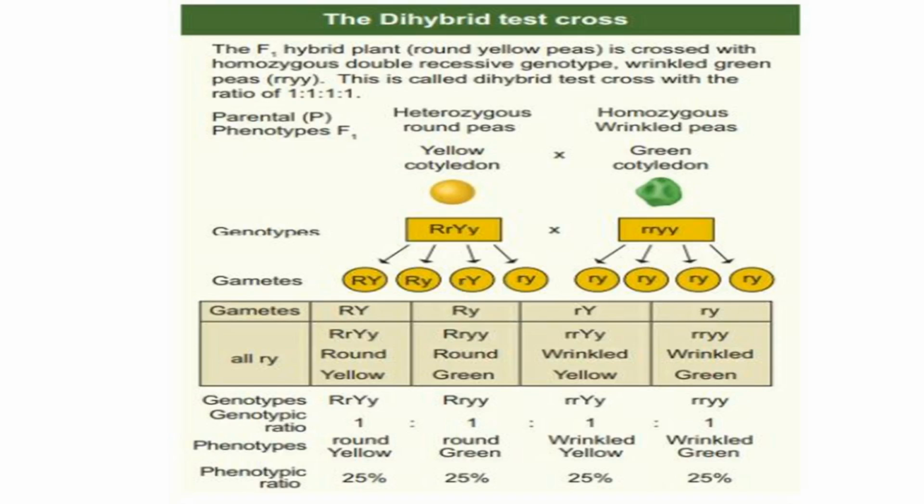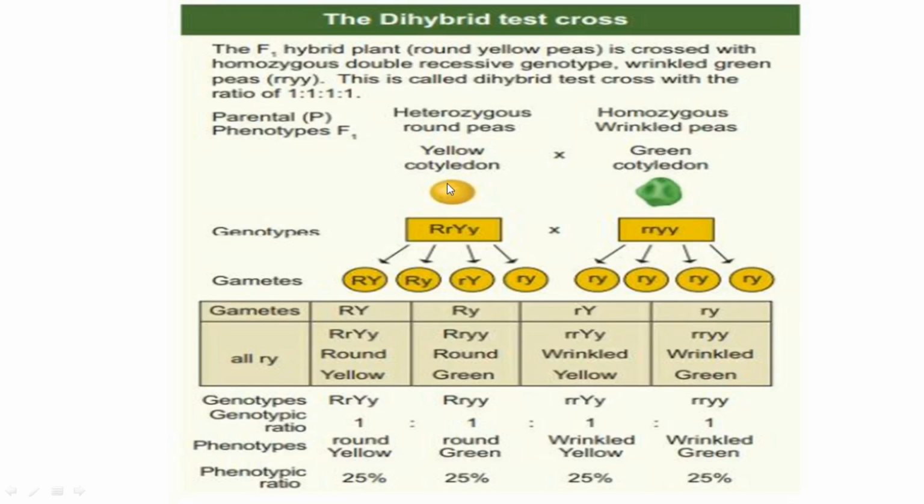In the dihybrid test cross ratios, in the F1 hybrid plant, round yellow pea is crossed with the homozygous double recessive genotype, wrinkled green pea. Here the round yellow cotyledons are crossed with the green cotyledons. This is called the dihybrid test cross with a ratio of 1 is to 1 is to 1 is to 1.